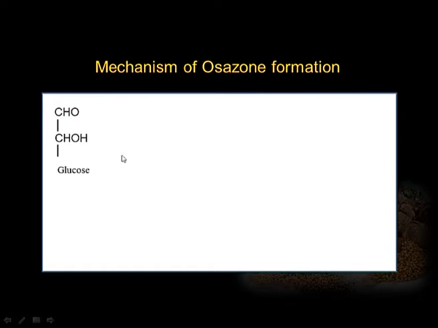Now this glucose, when treated with phenylhydrazine, the first molecule reacts to form a simple phenylhydrazone at the carbonyl group. So it becomes CH double bond N-NH-Ph, and this is CHOH here. Now next what happens, this undergoes tautomerism, and this hydrogen shifts to this nitrogen and the double bond shifts here.